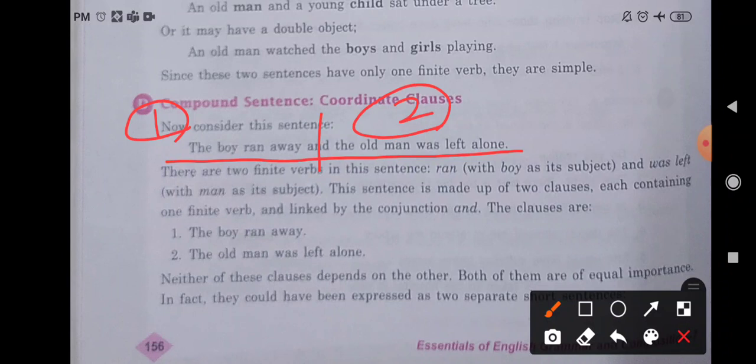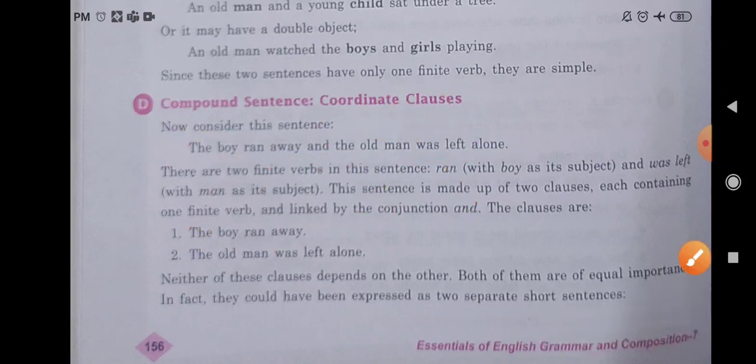These two are also called coordinate clauses. Remember, clauses are the ones in which we have both subject and verb. Talk about the first clause. The boy is the subject and ran is the verb. Here the old man is the subject and was left is the verb. Right? So what is happening? We have two clauses, independent clauses or coordinate clauses.